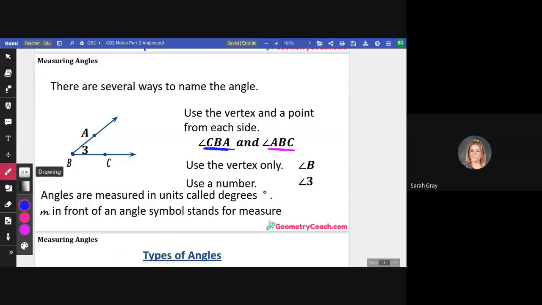Sometimes you can label it by just the vertex, if that's the only angle B that there is. But if there are multiple angle B's, like if there was another leg up here from the B, now there are more than one angle B, and I'm not sure which one you're talking about. So I'd have to use three letters in this situation. But if it was just like the original, then there was only one possible angle B.